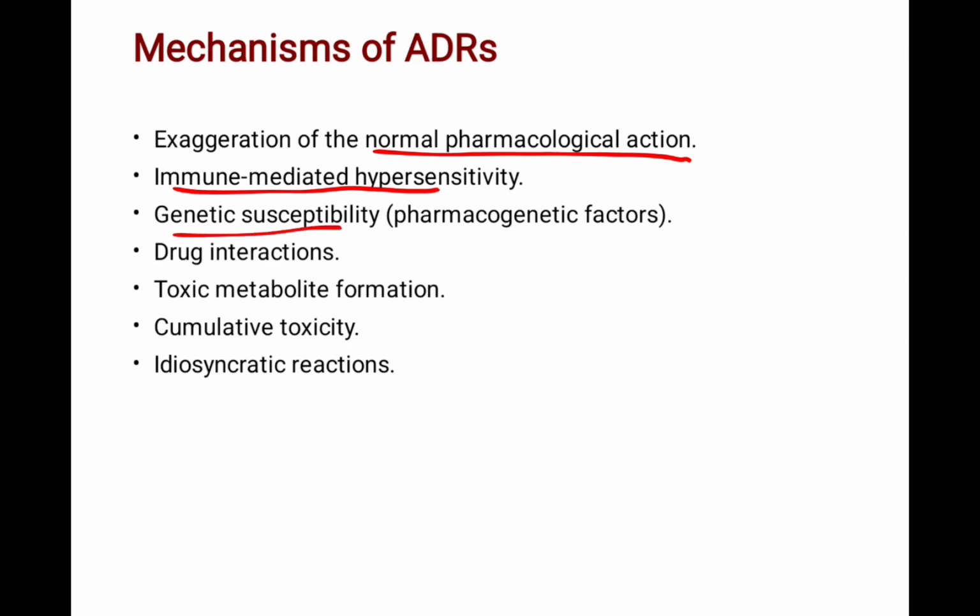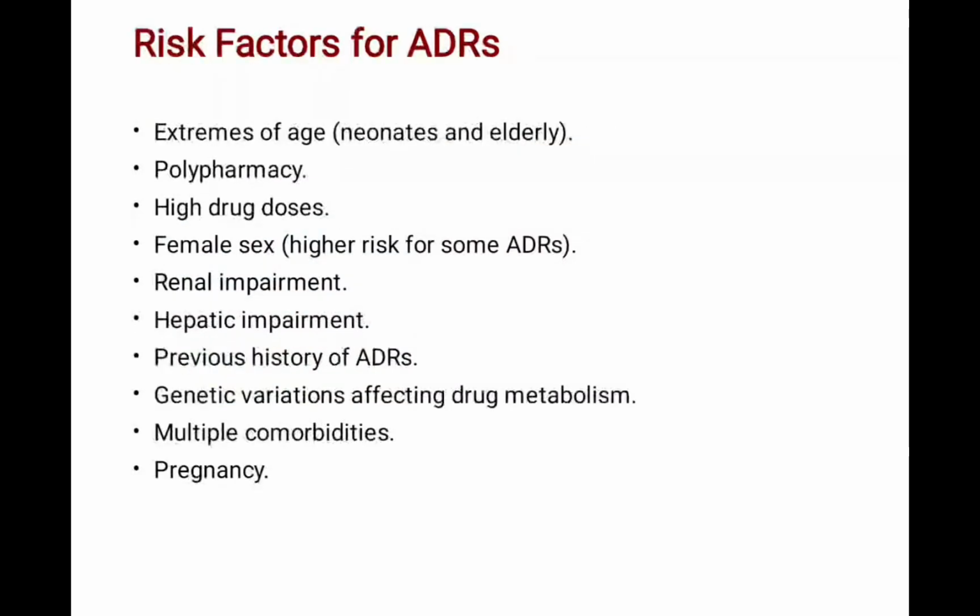When there's genetic susceptibility, which means it varies from person to person. Pharmacogenetic factors: we have drug interactions, we have toxic metabolite formation, cumulative toxicity, or idiosyncratic reactions. Now, what are the risk factors of adverse drug reactions?